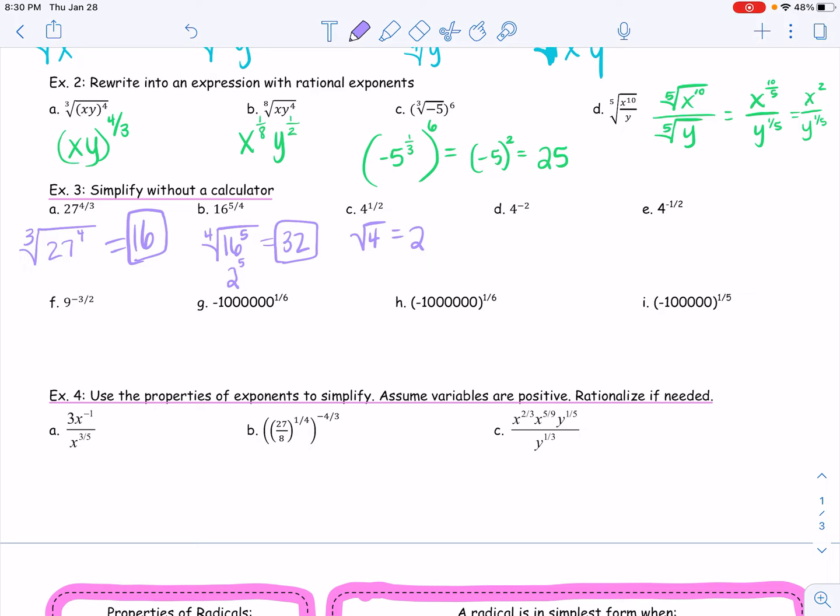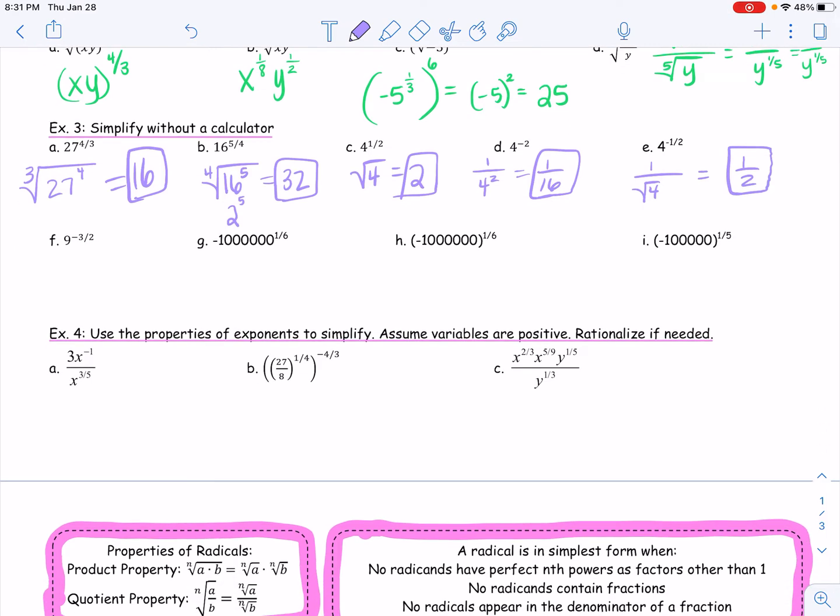4 to the negative 2nd power. Remember, that's really the same thing as 1 over 4 squared, which is going to be 1 over 16. Final answer. And then e to the negative 1/2 power, so kind of combining c and d together. So that would be the same thing as 1 over the square root of 4, which would just be 1/2. Okay.